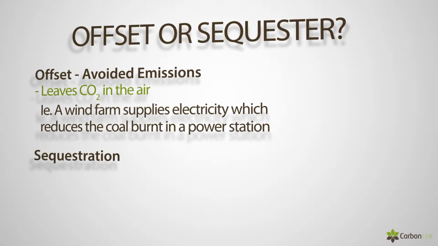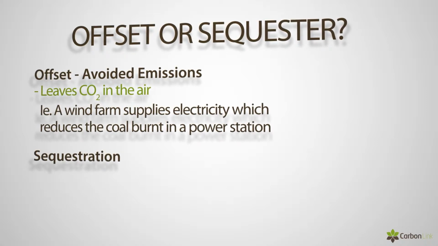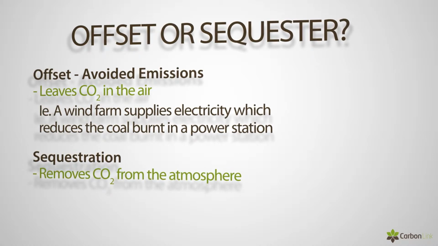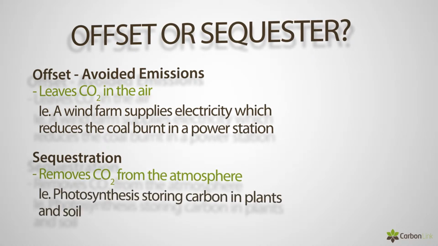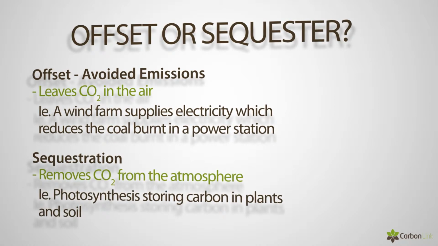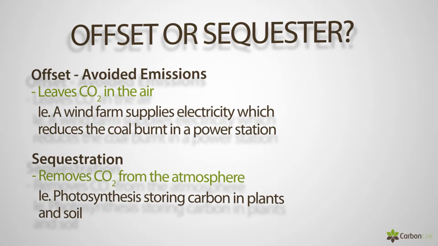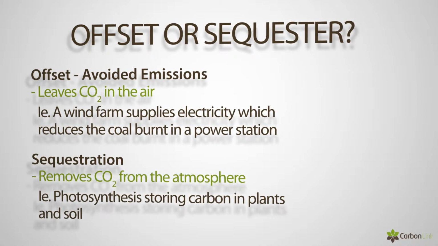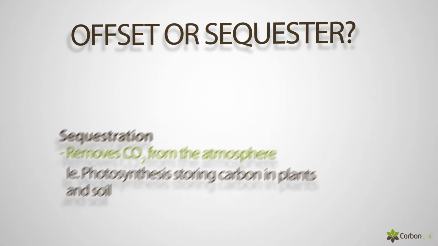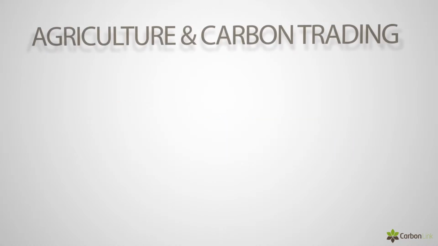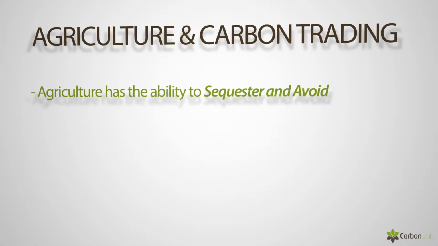The other thing is sequestration. Sequestration, on the other hand, removes CO2 from the atmosphere, and the process for doing that is photosynthesis. And the carbon then becomes stored in the plant material, as in trees, or in the soil itself. So sequestration is the only way in which we actually remove CO2 from the atmosphere. Agriculture has the ability to do both. It has the ability to both sequester and to avoid emissions.